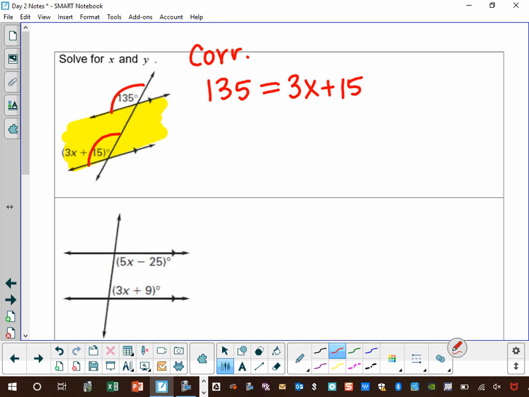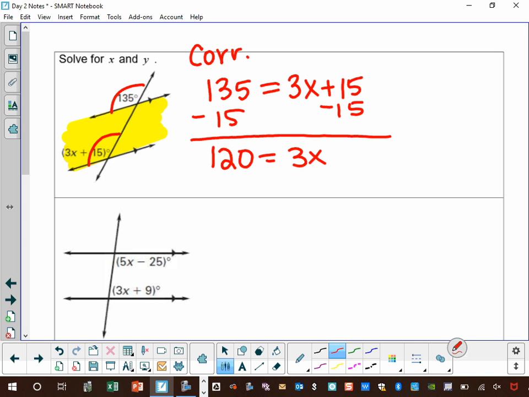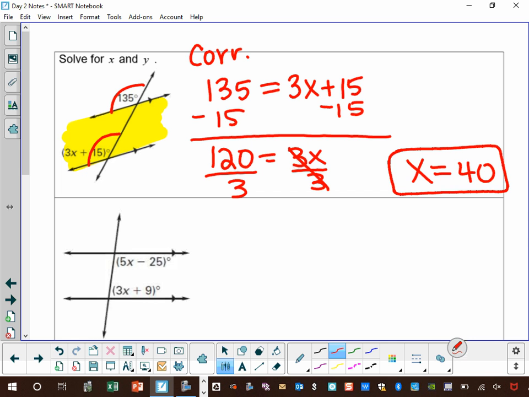All right, Chris, what's the first thing to do? How do I solve this? Decimals. That's a good answer, but we're not doing decimals right now. If I subtract 15, what's 135 minus 15? Good. Now what? Divide by 3. Brian, what's my answer? 40. Good. Make sure you have x equals 40.